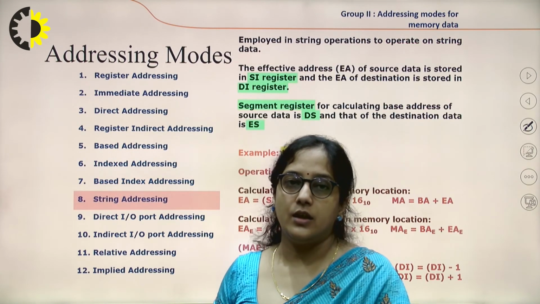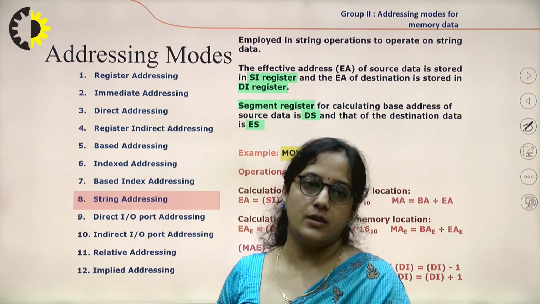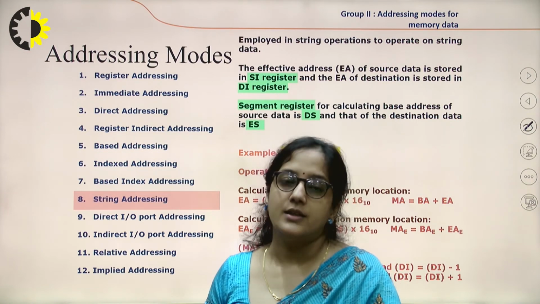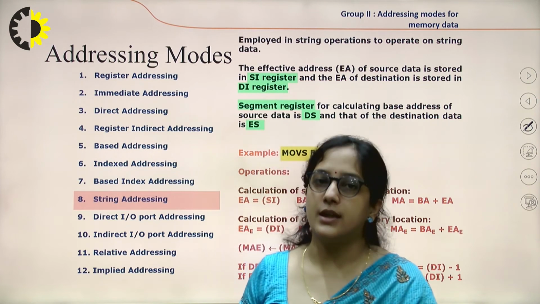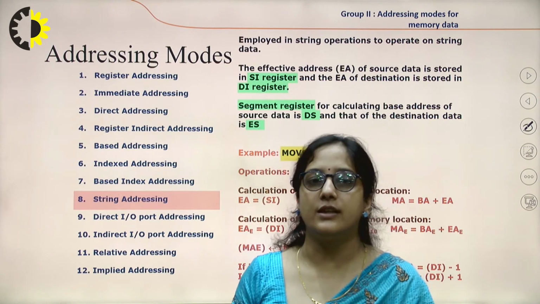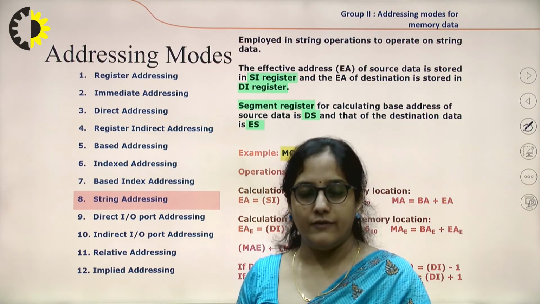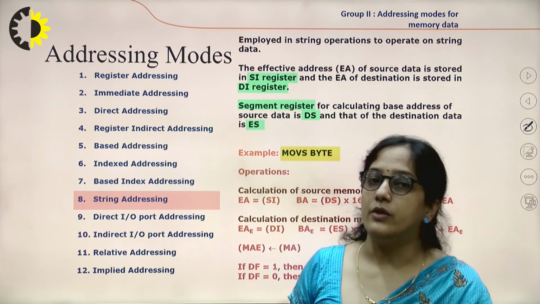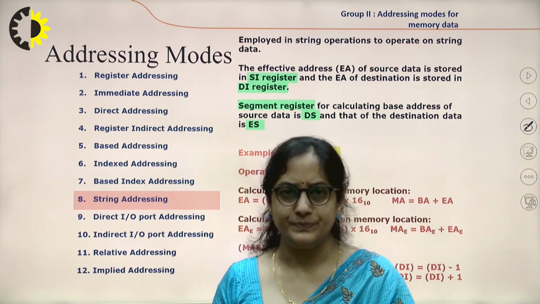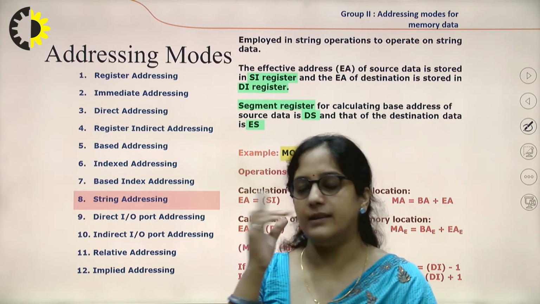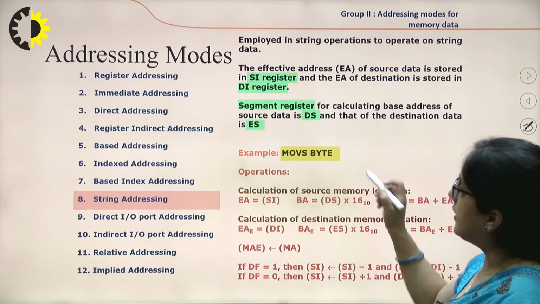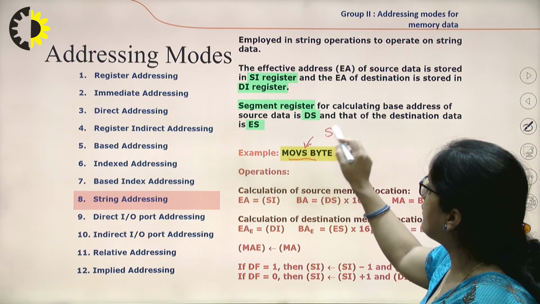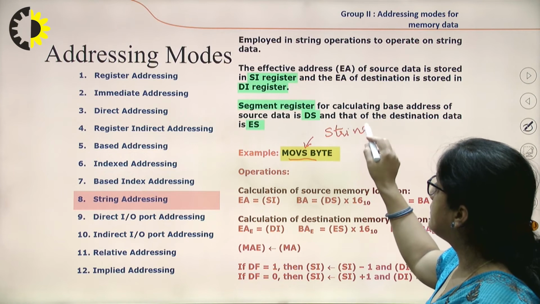Now the last addressing mode in addressing modes for memory data is string addressing. In case of a string operation, a particular string of data is transferred, or we can manipulate that data, some calculation is done at that particular end. So the effective address is stored in SI, and for example, we are using MOVS, where this S specifies that we are working with a string.